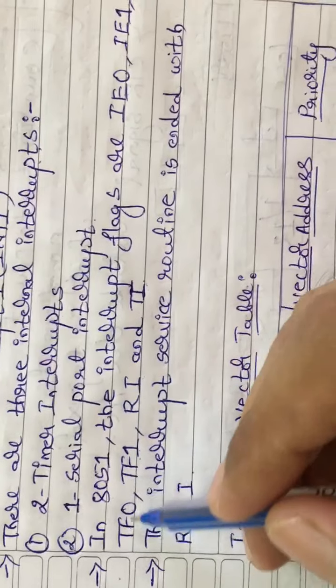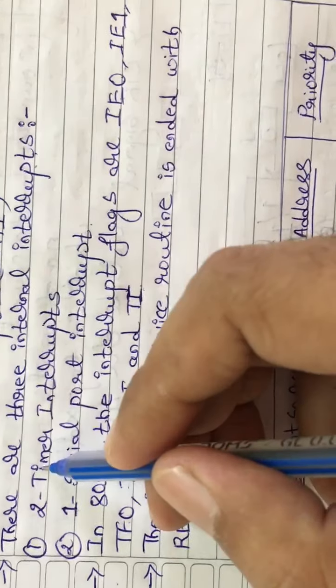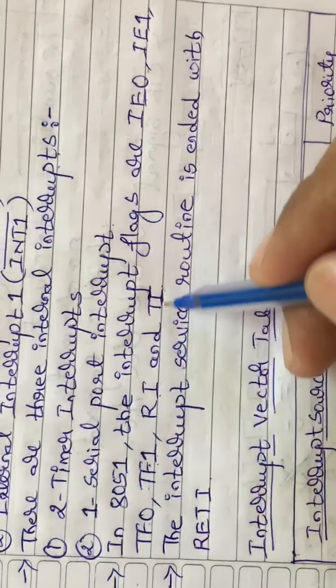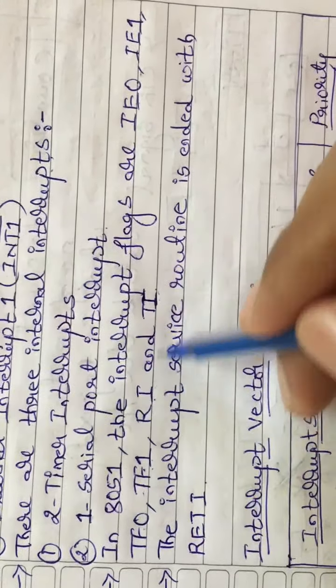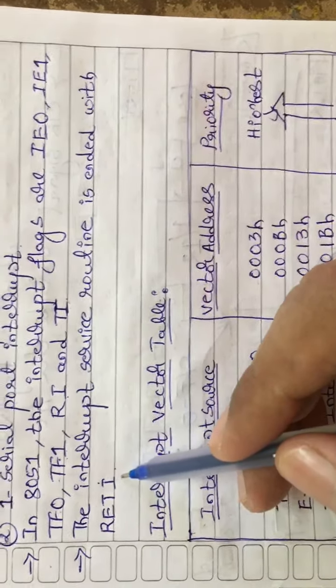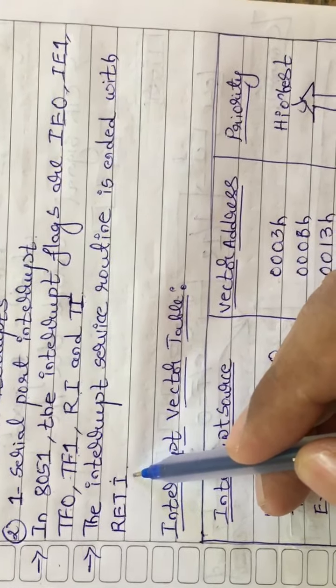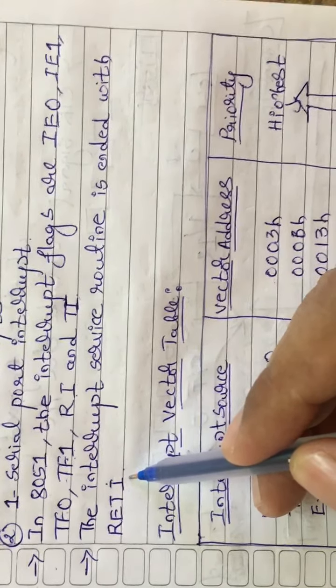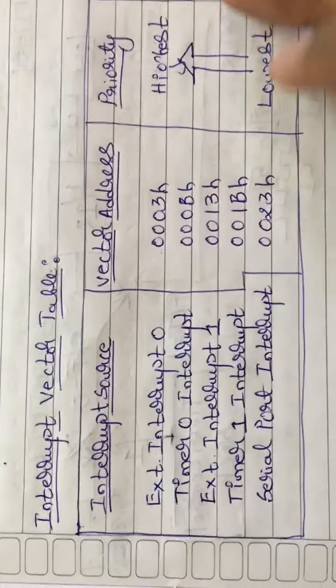So these two timer flags are with respect to the timers, and RI and TI both are with respect to the serial port interrupt. Okay, the interrupt service routine is ended with RETI. As you all know, the ISR will end with RETI. Now, how are the addresses given?